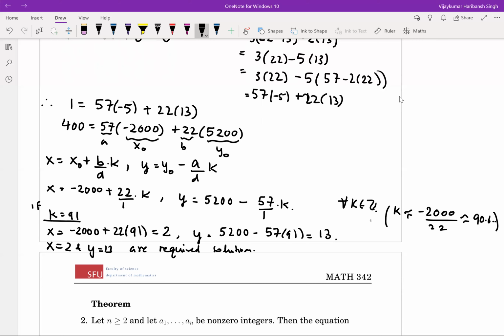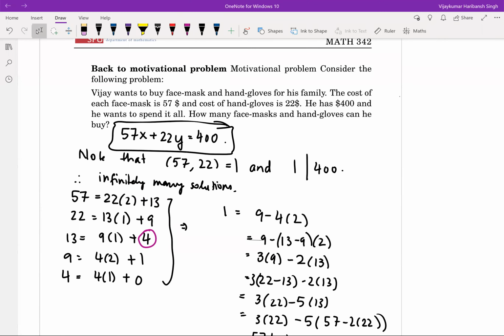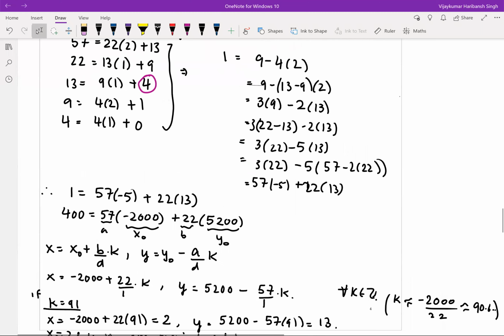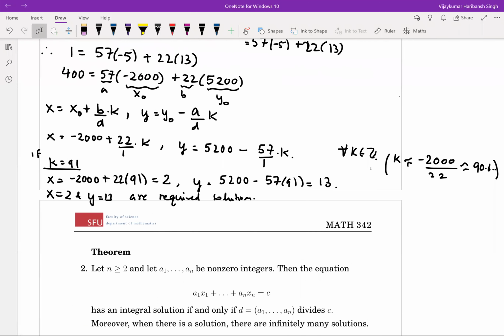So how many face masks? X is 2, so 2 face masks and 13 hand gloves will be the required one. Now, are there more solutions?